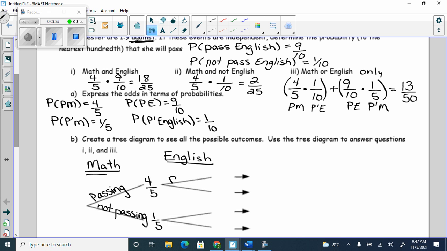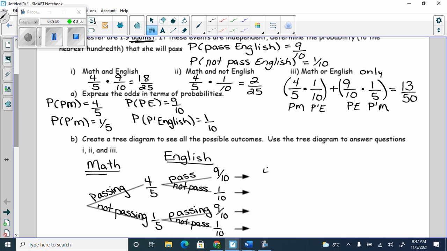So this would be passing English, which would be 9 out of 10. This would be not passing, which is 1 out of 10. This would be passing, which is 9 out of 10. This would be not passing. This would be 1 out of 10.